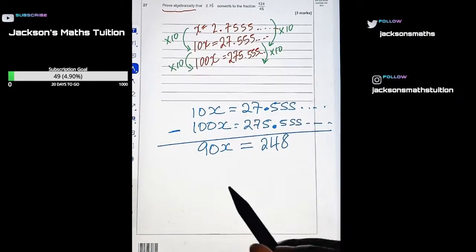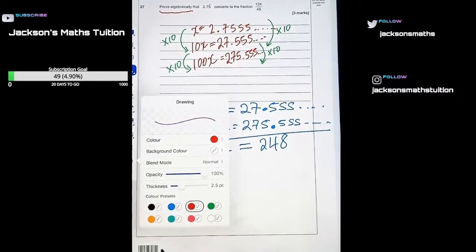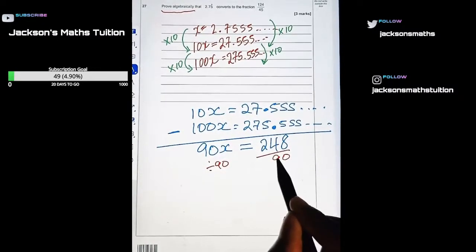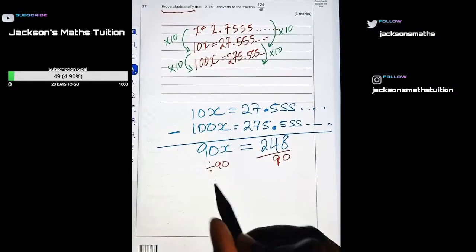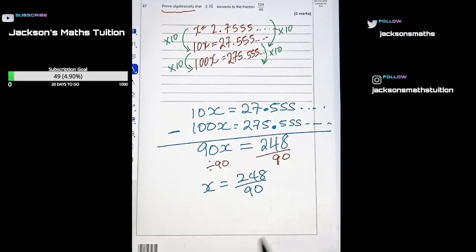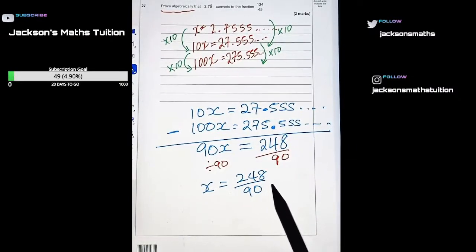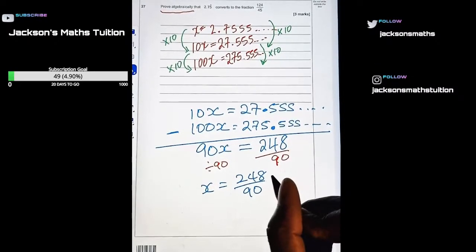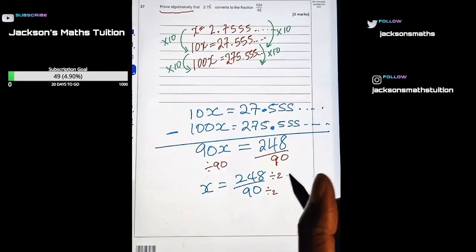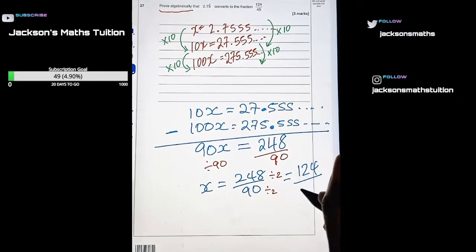Now, to get the value of x, you're going to divide both sides by 90. And we can see that x now is 248 over 90. Then you're going to simplify that fraction. It ends in 0 and 8, so we can divide it by 2 top and bottom. So your simplified fraction is 124 over 45.